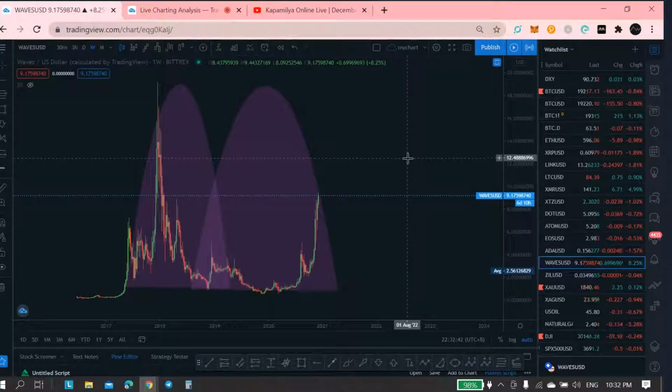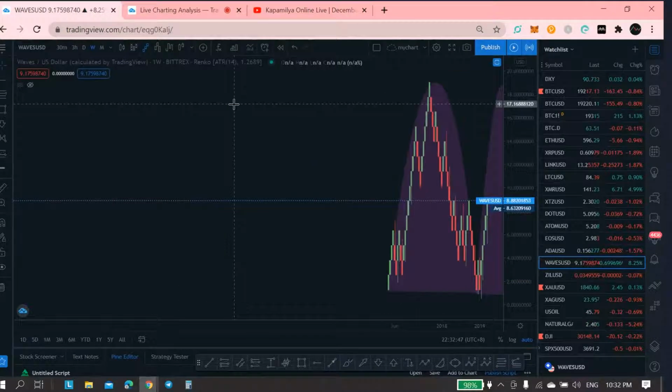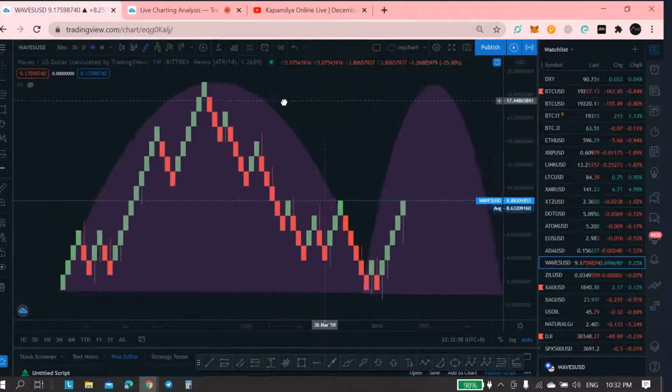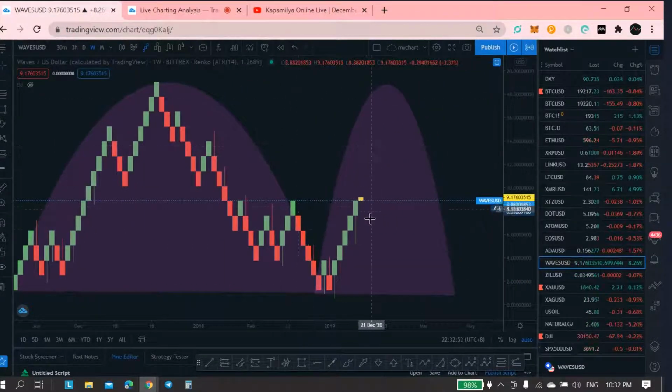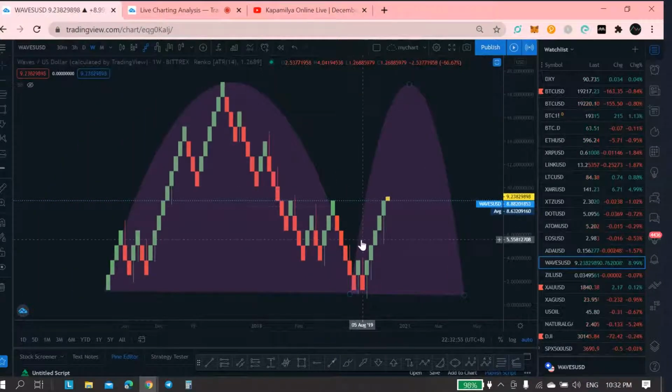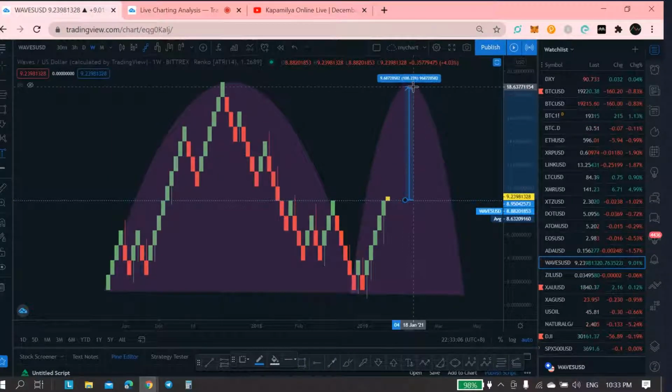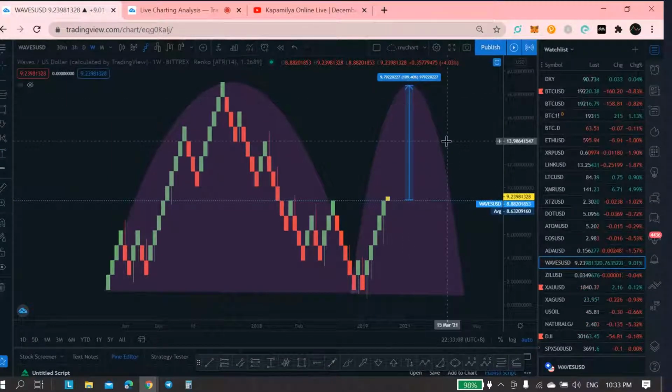Where did I put that? Oh, I think I use... Actually, I use the Renko chart as possible targets for Waves. So I'm looking at this area, possibly the $18. So that's still a possible 108% if ever it will retest that previous high. So I think that's it for now.